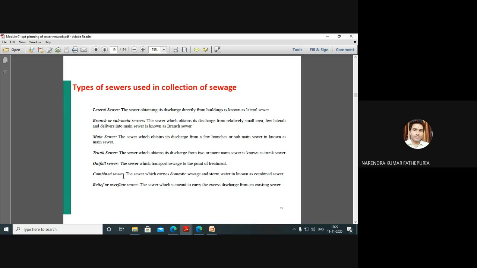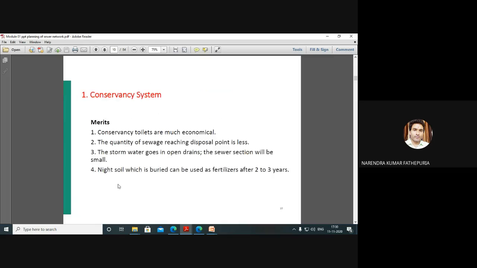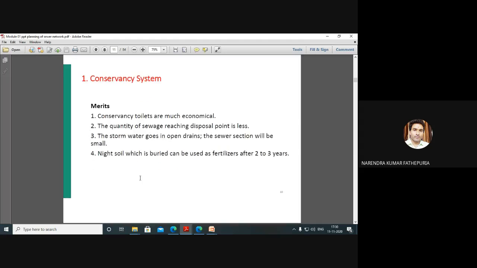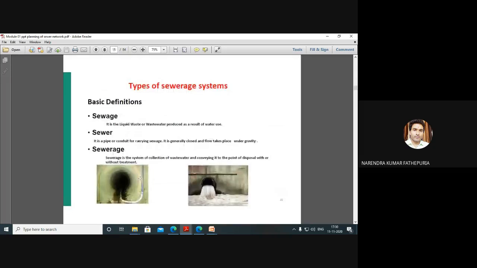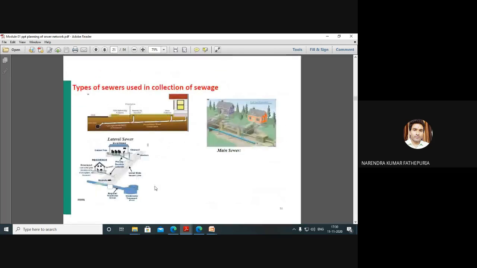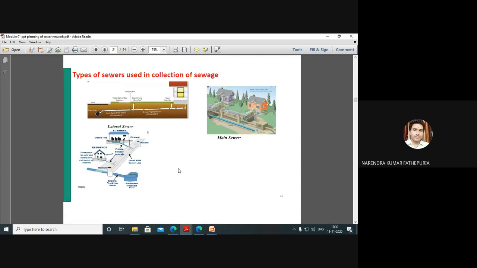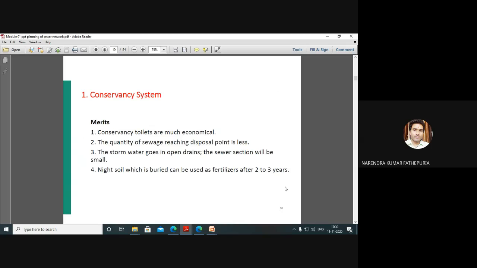The combined sewers carry domestic sewage water as well as storm water, rainfall water. So this is called a combined sewer. Sometimes industrial sewage is also included in that. Then there are combined types of sewage systems. We have studied all those things, so I'm not going into details. Types of sewer used in collection systems. These are the design part: how main sewers are connected and how laterals are collected with the submains and all that.